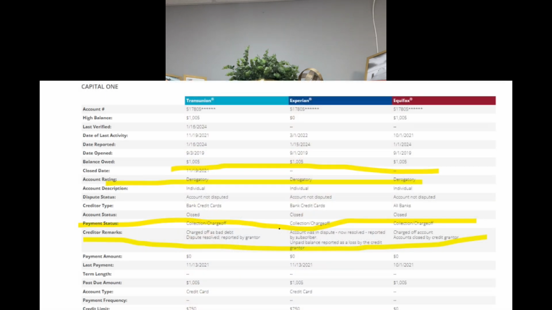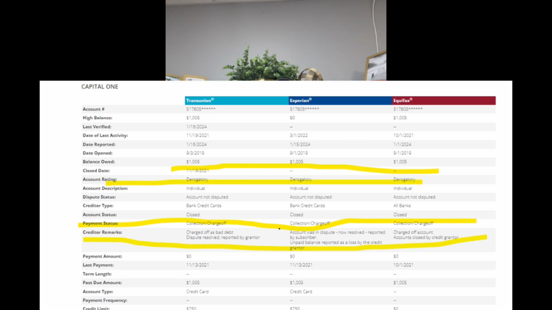So when you go to your credit report, I just happen to have one here. I'm going to do an example. Y'all know I love to do examples. So here is just a credit report with a charged off Capital One credit card debt of, let's see how much it is, $1,005. You see where it's saying the account rating is derogatory. The payment status is in collection charge-offs, and also in the comments. Okay, it's saying that the debt has been charged off, blah, blah, blah.